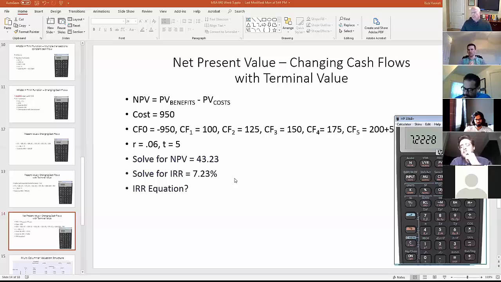Well, you're right. Your intuition there is good. When net present value is positive, so it's greater than 0, internal rate of return is greater than the discount rate. When net present value is equal to 0, the internal rate of return is the discount rate. And when net present value is less than 0, the internal rate of return is less than the discount rate.